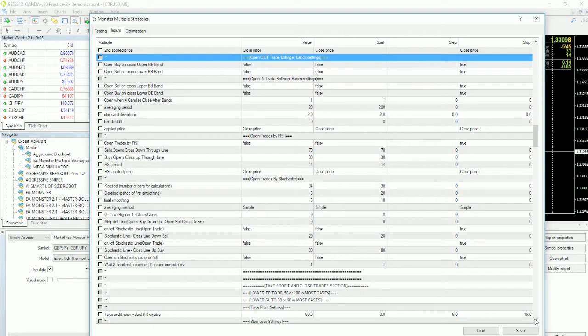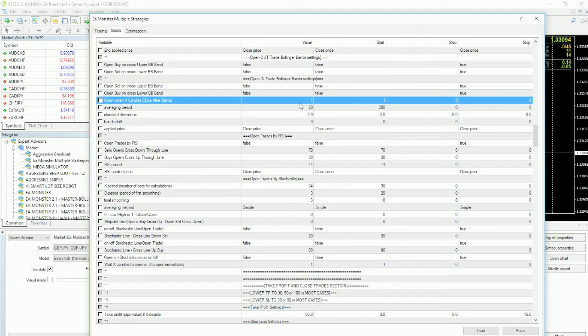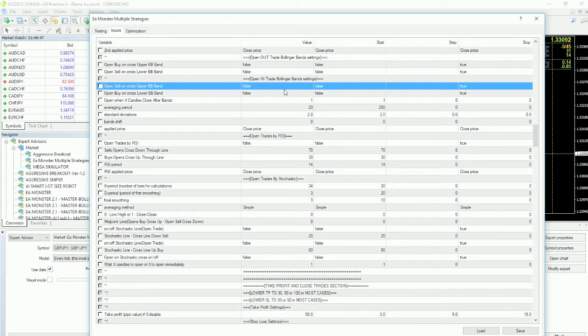This one here will open on Bollinger Bands. It'll open a buy trade when the price crosses the upper Bollinger Band. If it crosses the lower band, it'll open a sell trade. And obviously, if you put this to open when X candles close after bands, if you have it set to 1, it'll wait for 1 candle to close, 2 candles, and 0, it'll just open immediately. As soon as it touches the band, it's going to open. So you can experiment with that.